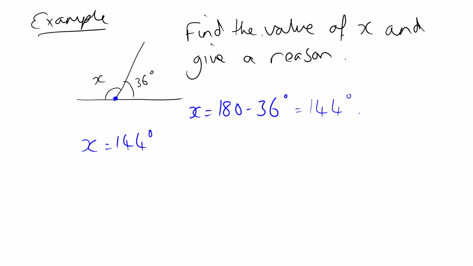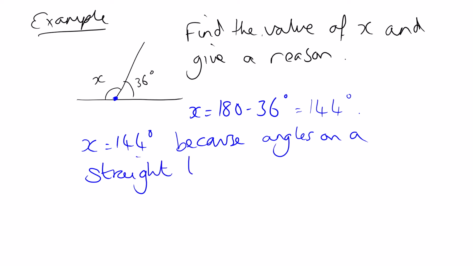That line above is just our working, because, and this is where we give our reason, and you don't have to come up with some mad explanation, you just write down the statement that you've used, the angle rule. So because angles on a straight line add up to 180 degrees. There's nothing complicated here, you just write down which angle fact you've used as your reason.